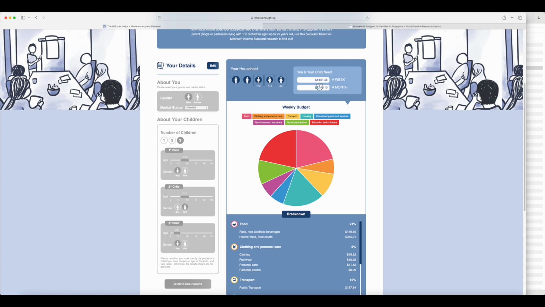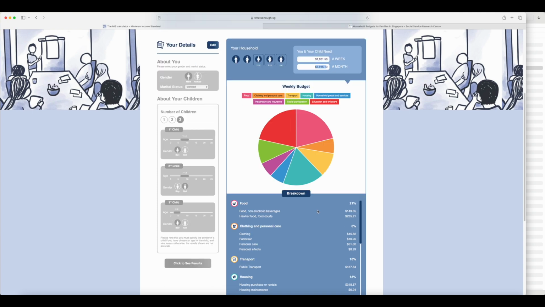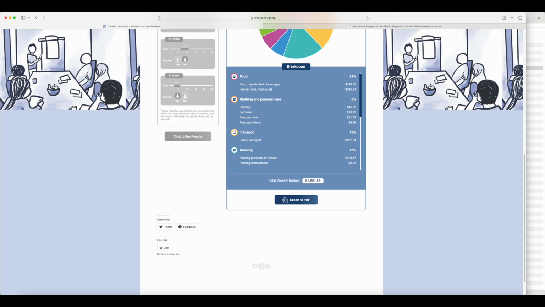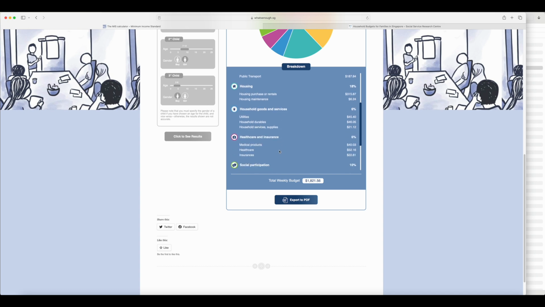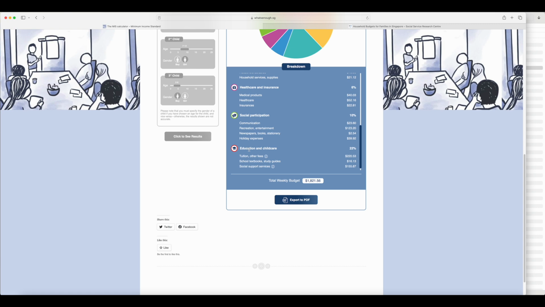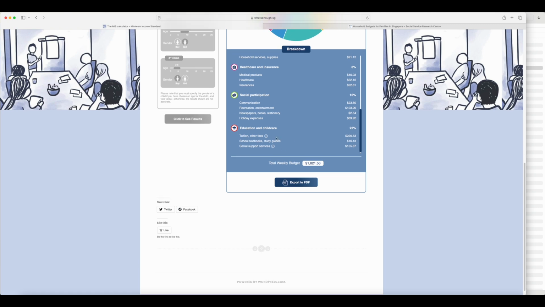to 8,000 Singapore dollars a month. And the breakdown will be as follows: 21% on food, more or less there, clothing and personal care 6%, transportation 10%, housing 18%, household goods 6%, healthcare, insurance 6%, social participation 10%, education 22%, quite high.